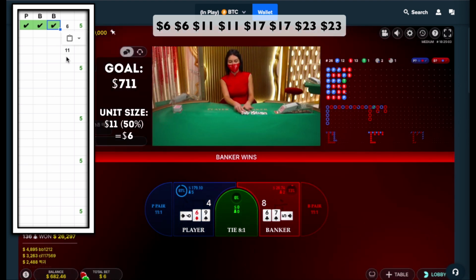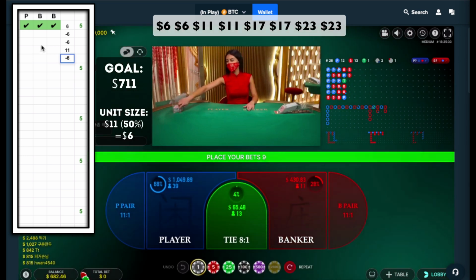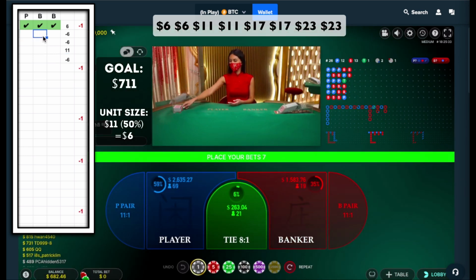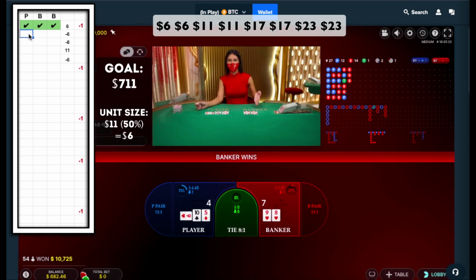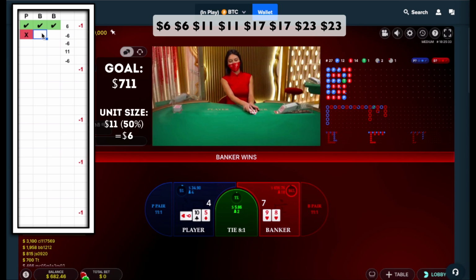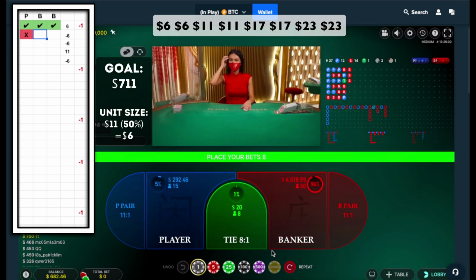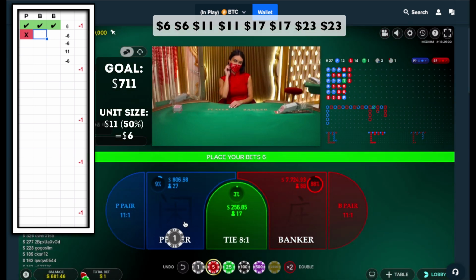Nope, banker wins. -6. Next betting spot is the middle spot right over here. So after this free hand, we will continue betting on the X. All right, looking for the X, moving 1 to the right on our progression. So 11 on player.